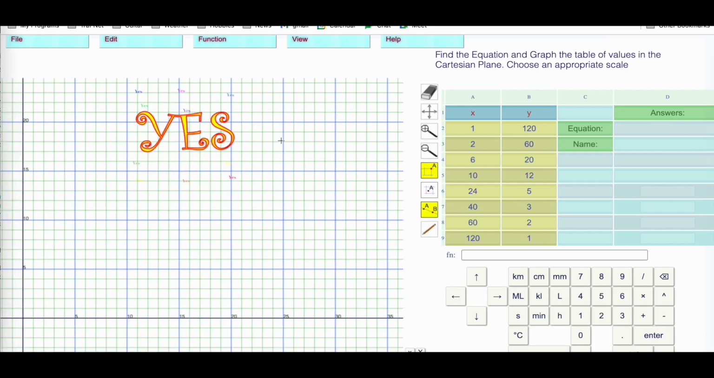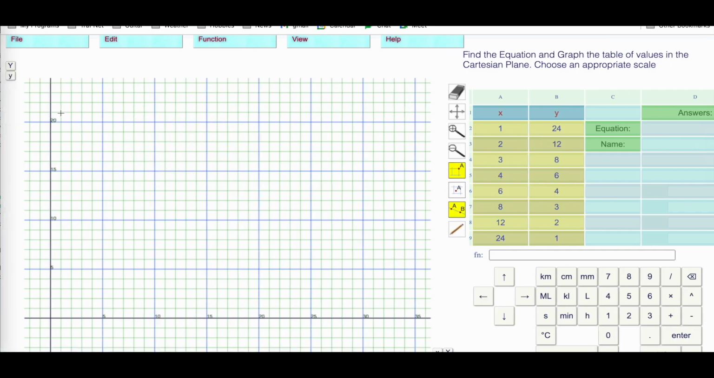Yay. 1 and 24, right there. 2 and 12, right there. 3 and 8, right there. 4 and 6, right there. 6 and 4. 8 and 3. 12 and 2. 24 and 1. And this continues on in this direction. Our X and Y scale is fine.